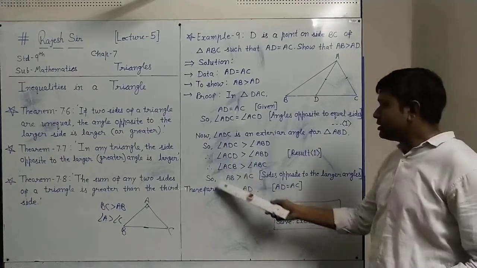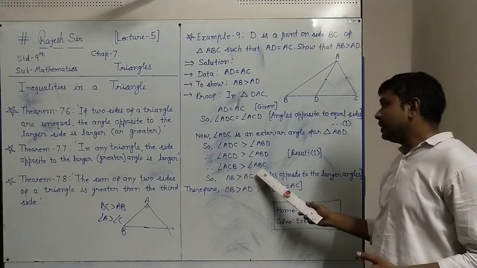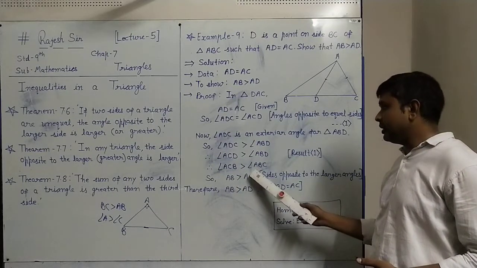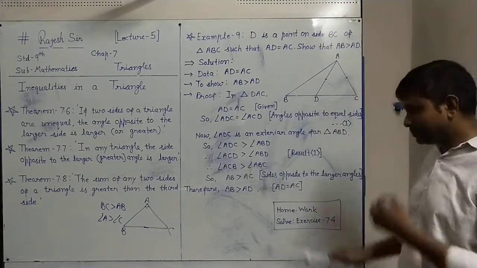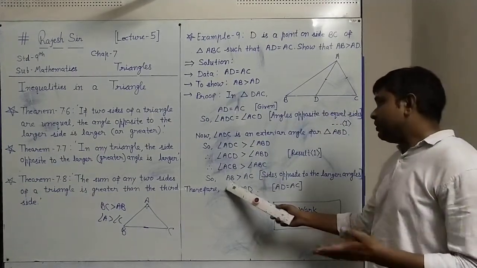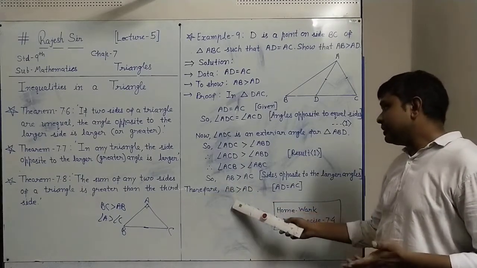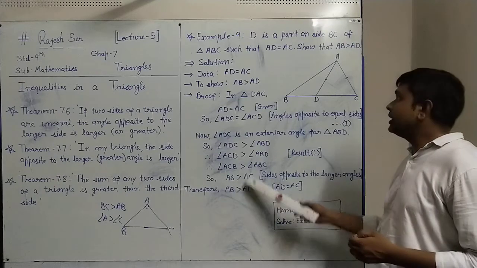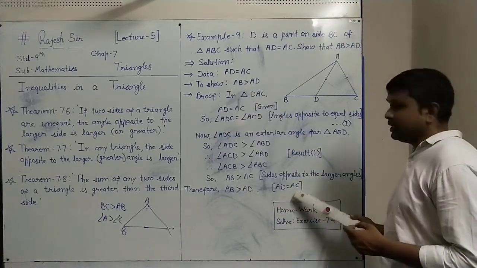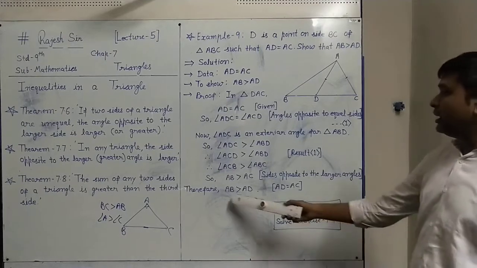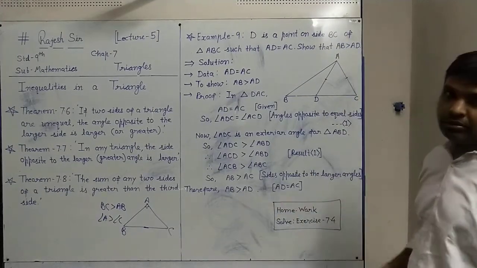So angle ACB's opposite side is AB, which is larger than the opposite side of angle ABC. Angle ABC's opposite side is AC in triangle ABC. So we have here AB greater than AC. Therefore AB greater than AC can be written as AD also, because AD equals AC, it is given. And that only we wanted to show. AB greater than AD, that we have shown.